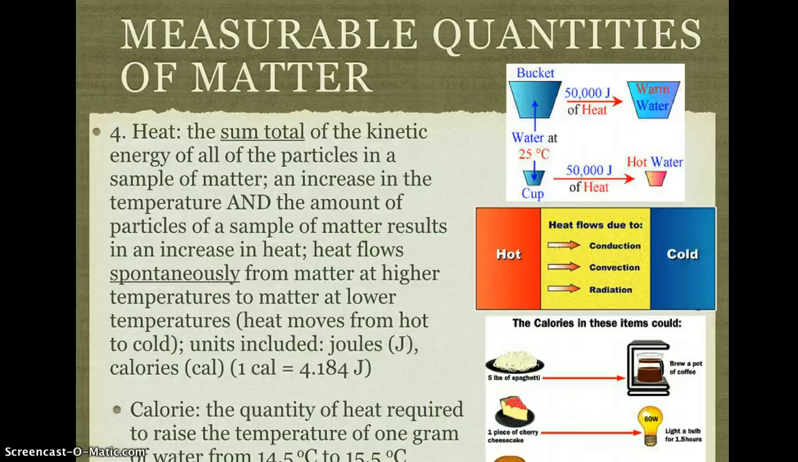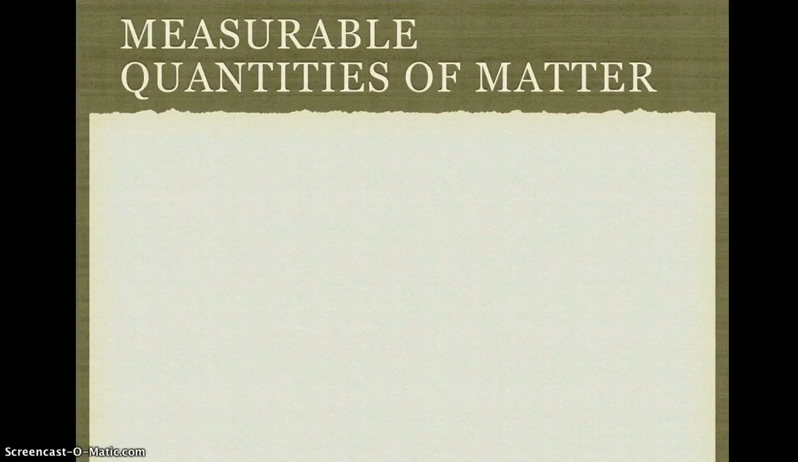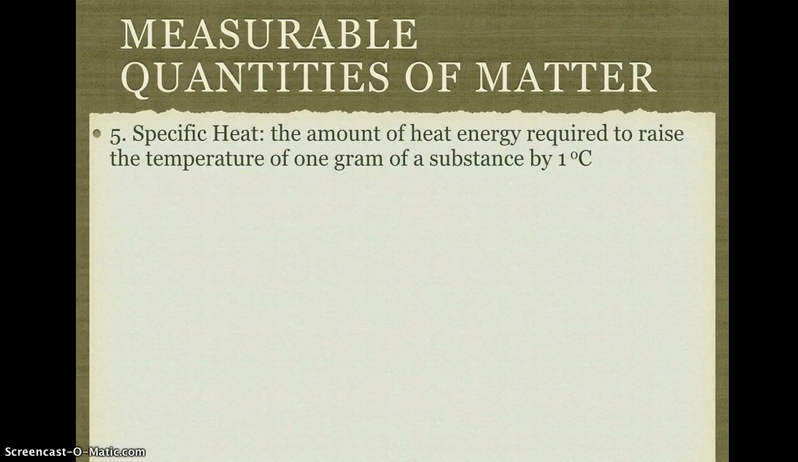The reason that I even give you the definition of calorie is mostly so we can understand the last measurable quantity of matter, something I'm quite confident you probably have not heard of. It's called specific heat. Now, we said before heat was the total amount of kinetic energy of all the particles. Specific heat, again, is that idea that it's specific. It has certain conditions. So it is the amount of heat energy, but it's how much energy it takes to raise the temperature of 1 gram of anything by 1 degree Celsius.